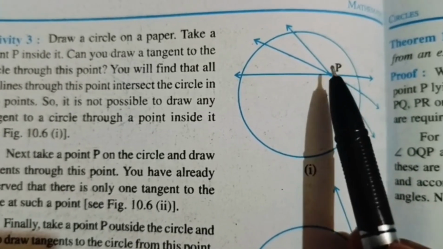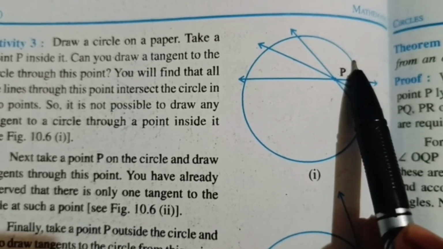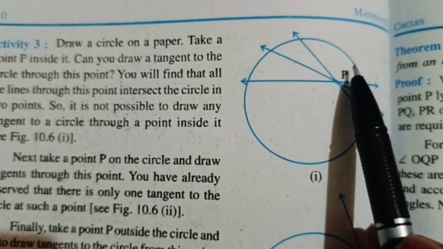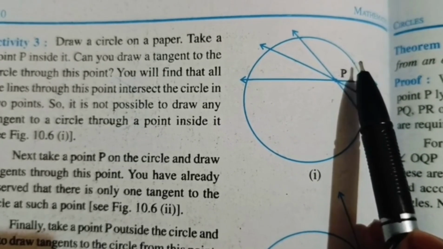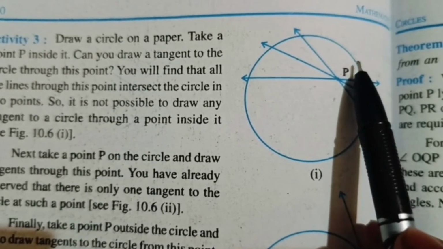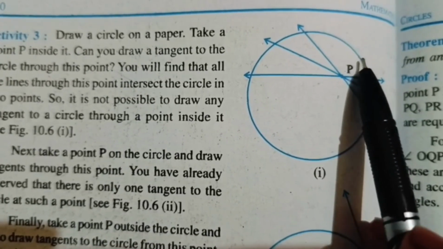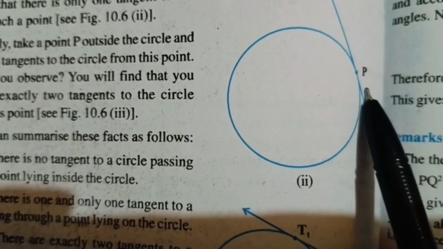If the point P is on the circle, here we can draw only one line. That line is known as the tangent. That means from this we can conclude that at a point of a circle we can draw only one tangent. This is the tangent at the point P.